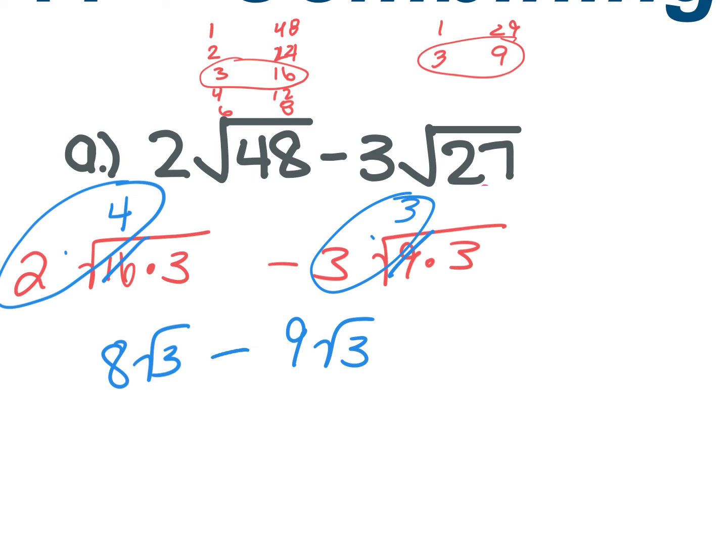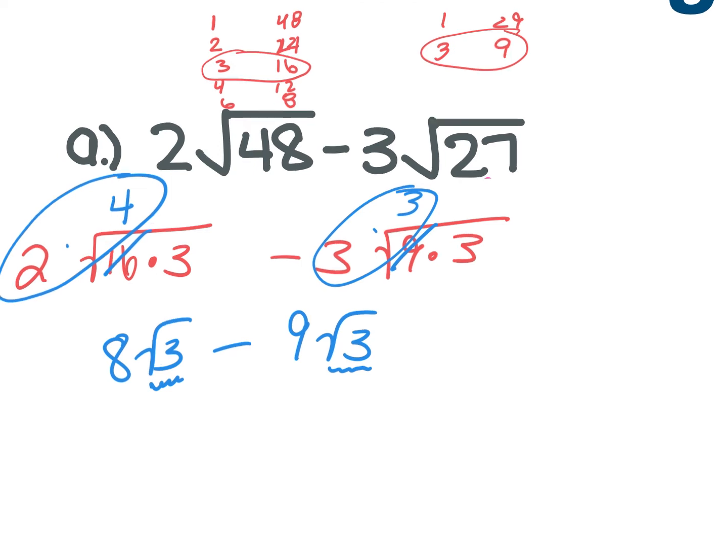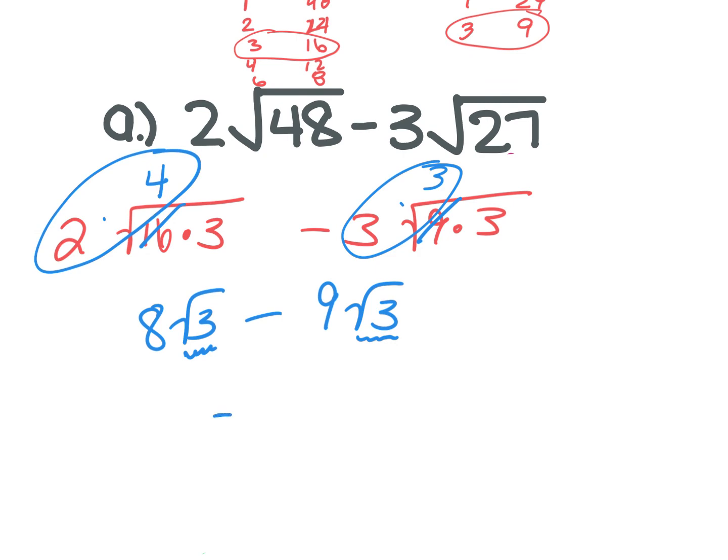Do these have the same quote-unquote last name? Like the same, you know, if they're both x's, both y's, they both have the same square root attached to them. So now can you combine them? Yes. What's 8 minus 9? Negative 1. You don't have to put the 1. You can just put a negative, but we just combine those two.